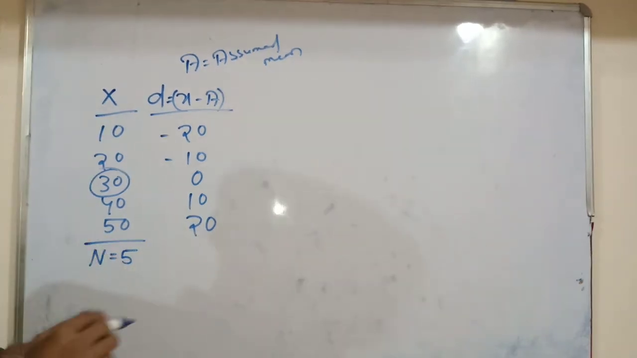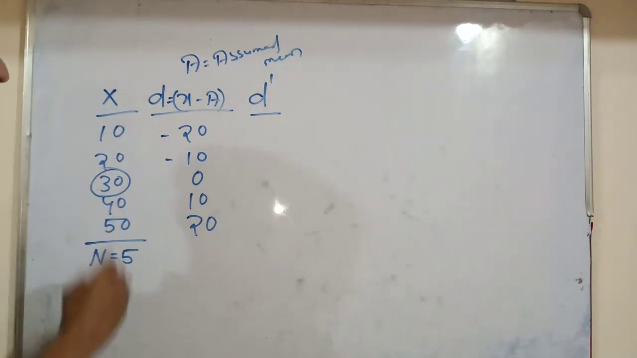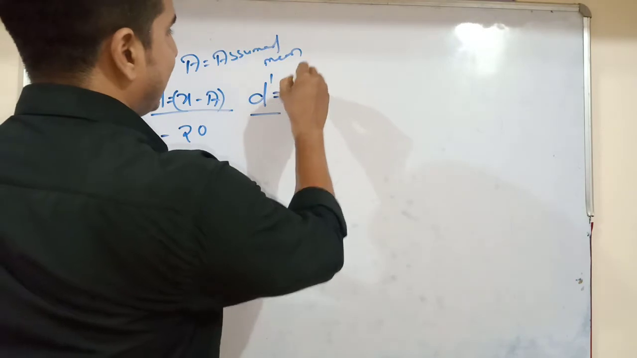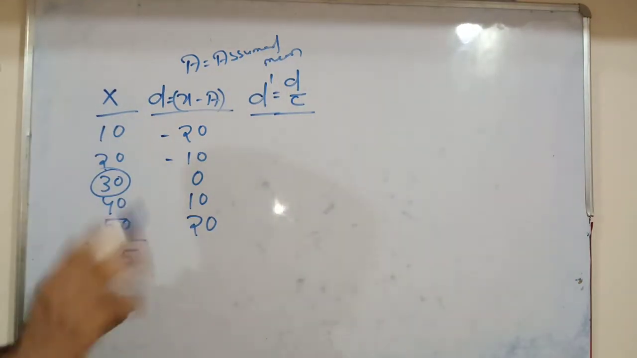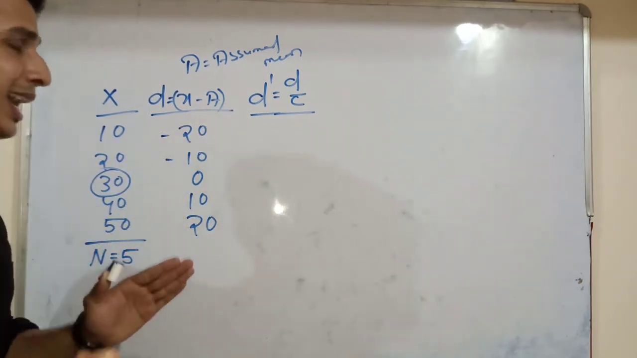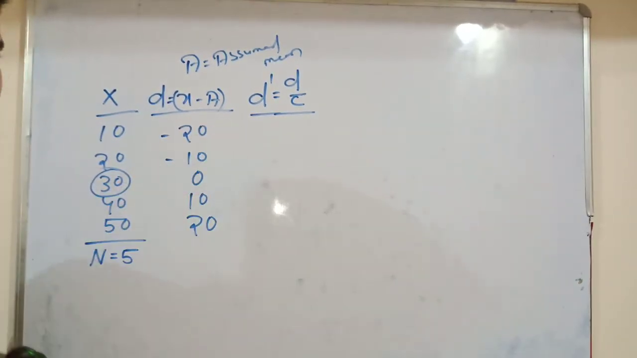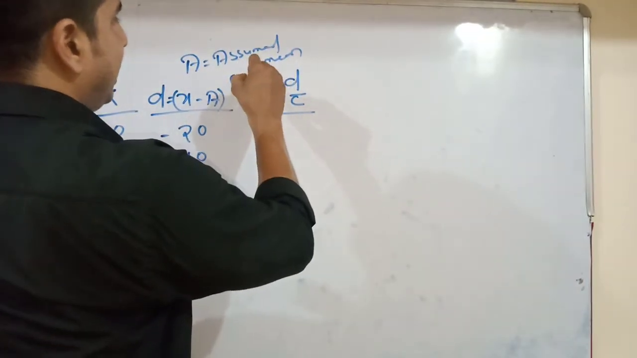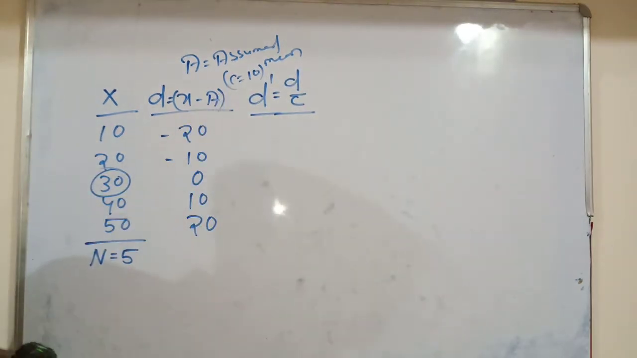So we have to find out the D dash. D dash can be calculated by dividing the D by the C, so D dash is equal to D by C. What is C? C is a common factor which can divide all the items of the D. So C can be 10. We can assume that C is equal to 10. It will be better for dividing all the items of the D.